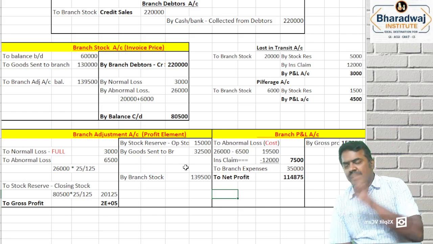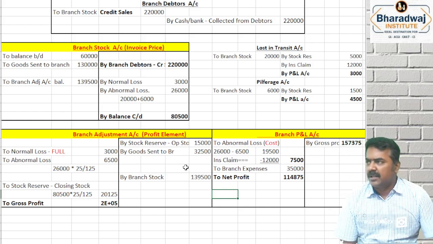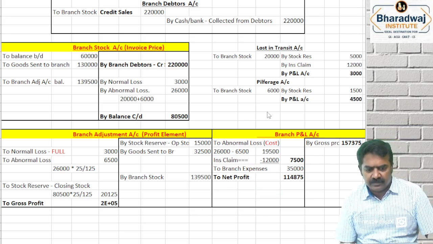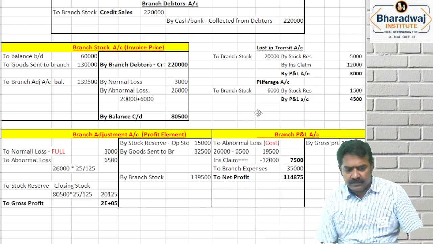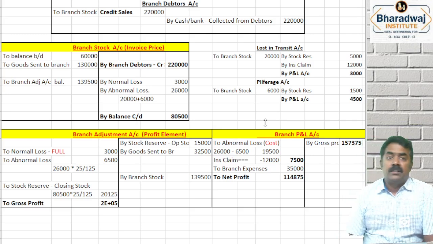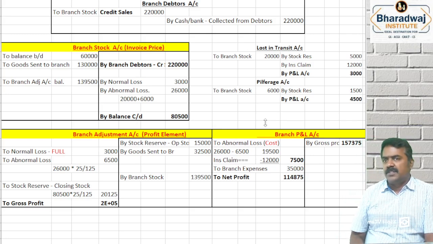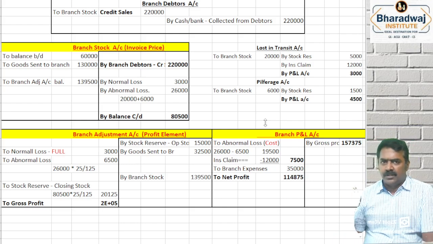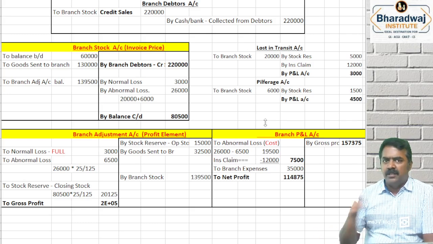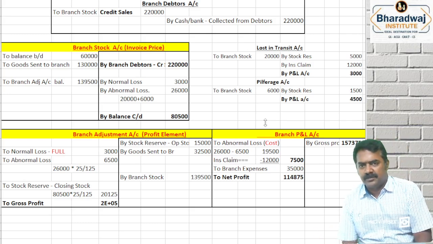Any doubt in this question? Please remember, debtors method or stock and debtors method will give the same answer. For question number 4, which account do you open first? Debtors account, stock account, adjustment account, if needed expenses account, then P&L account. Try it.